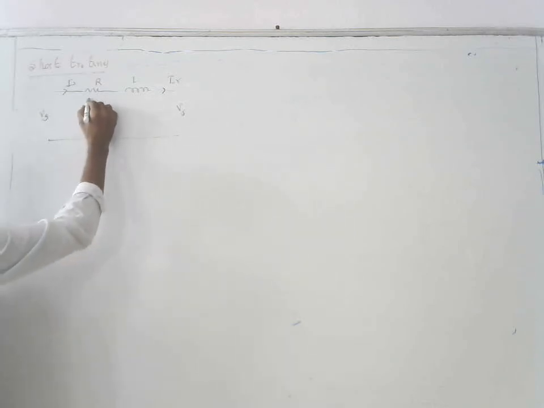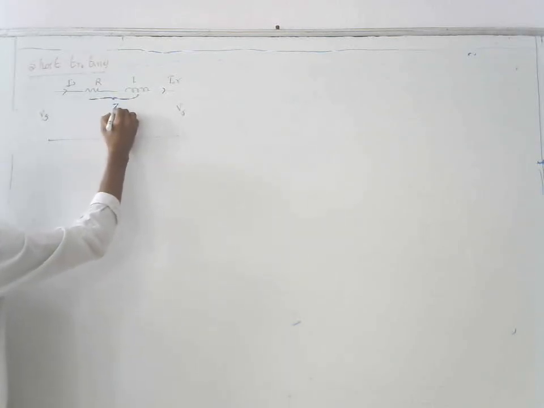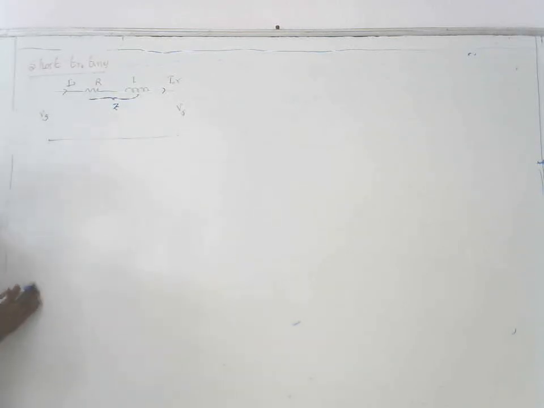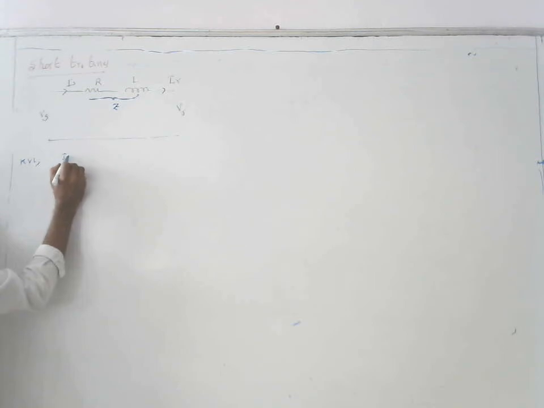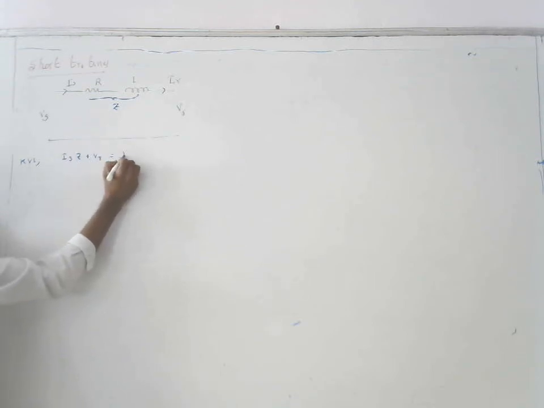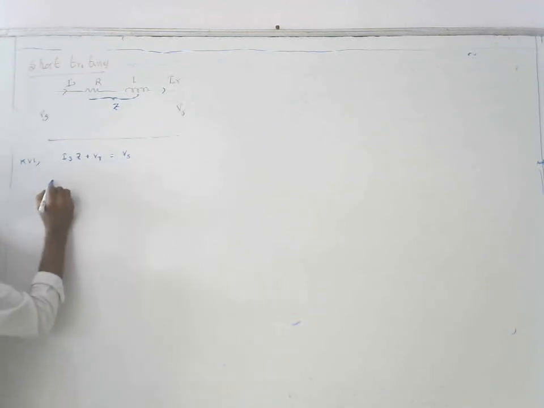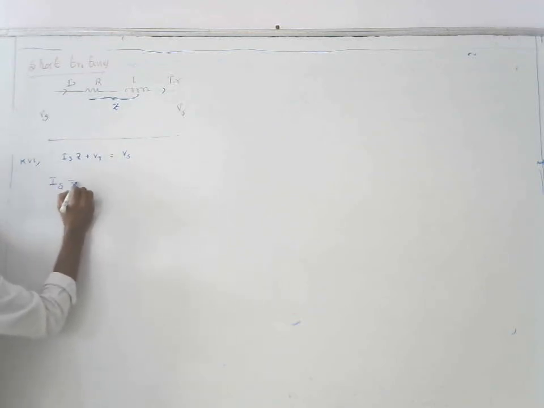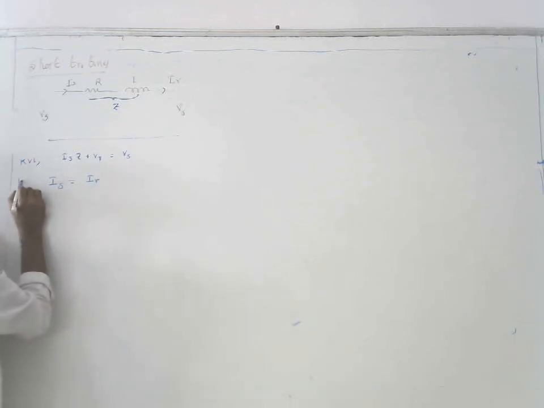Impedance. Now, if I write the KVL equation here, what can I get? VS is equal to IS into Z plus VR, which is the supply voltage. Similarly, the supply current IS is equal to IR, from Kirchhoff's current law. Very simple analysis. Here I am going to apply KVL and KCL to calculate the ABCD parameters.